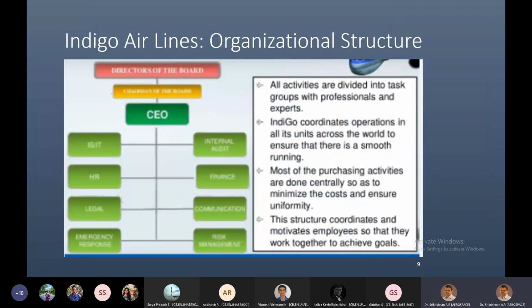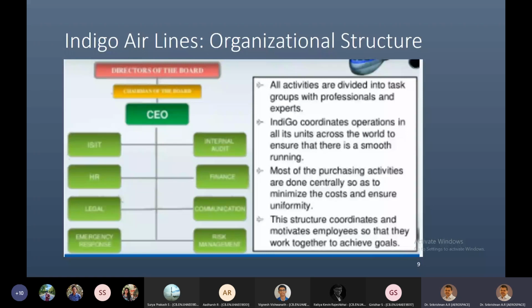I've just taken a screenshot of this slide, so the picture is not very clear. Sorry about the lack of clarity of it. This is apparently the current structure that is followed in Indigo Airlines. I just took it as an Indian example. Not a very detailed organizational structure here.